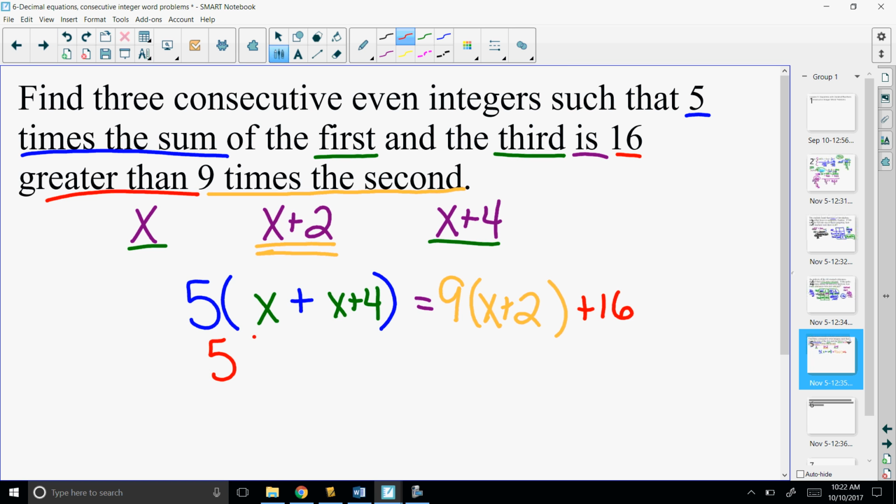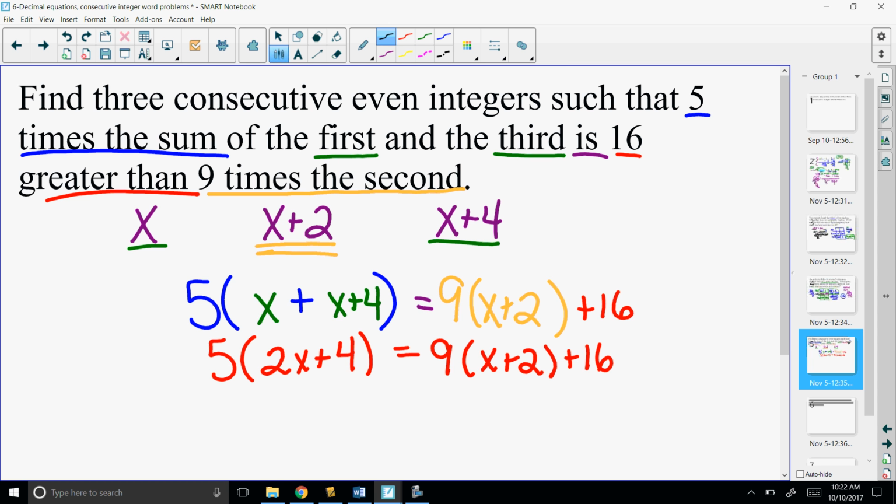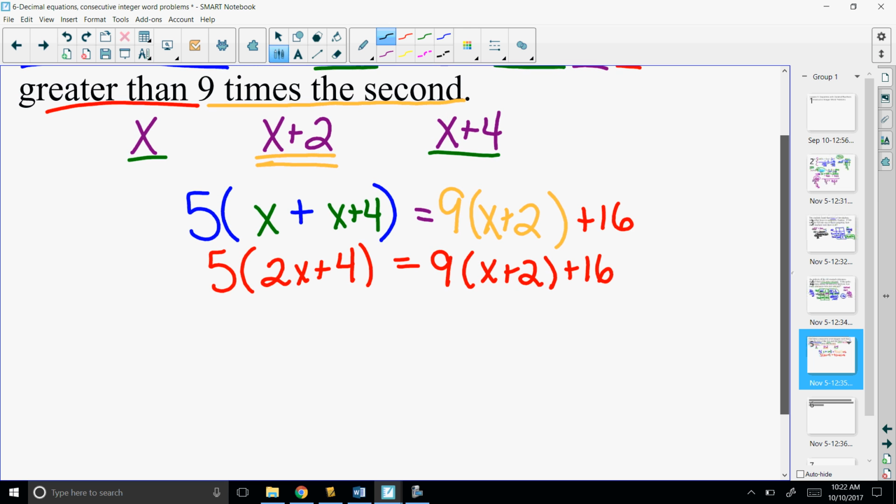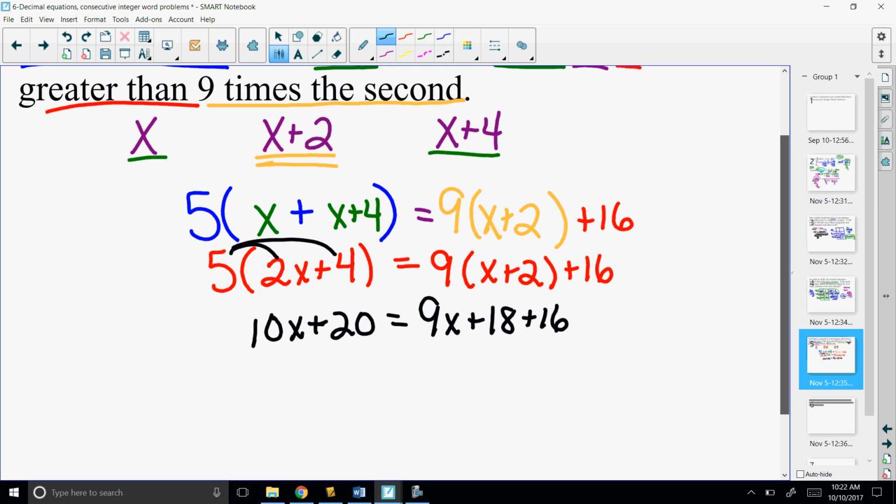So we're going to take 5 times. If you group, what do you get in parentheses then, Jose? 2x plus 4, and that's equal to 9 times the quantity x plus 2 plus 16. Okay, what's the next step in solving the problem? Now use the distributive property. So if I use the distributive property, you are going to get 10x plus 20 is equal to 9x plus 18 plus 16.